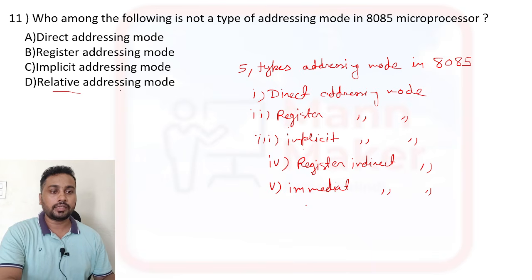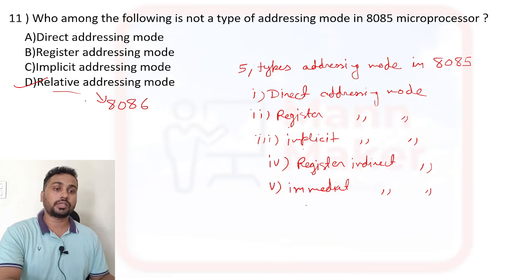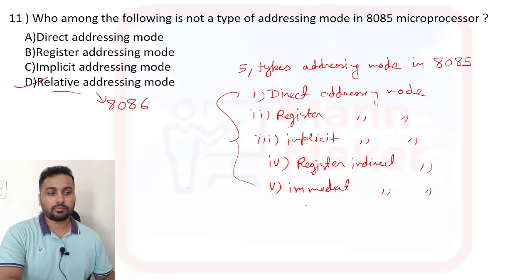So the relative addressing mode is not related to 8085; it is related to the 8086 microprocessor. In the 8086 microprocessor, it is a type of addressing mode. Apart from that, all the others are related to 8085. So just remember these 5 types of addressing mode.